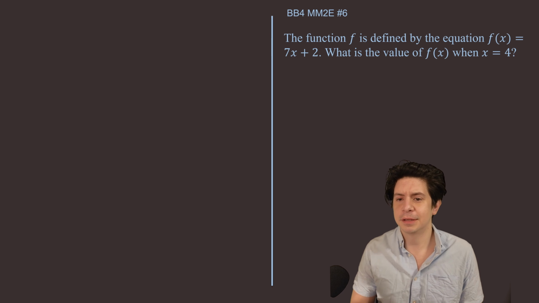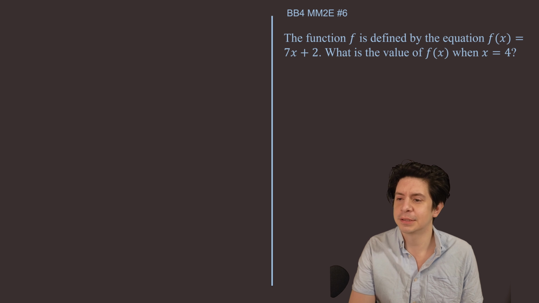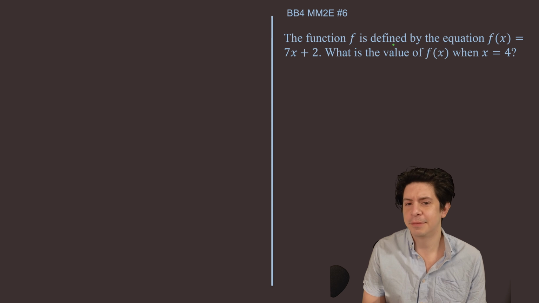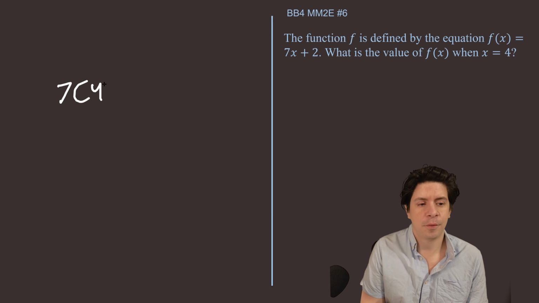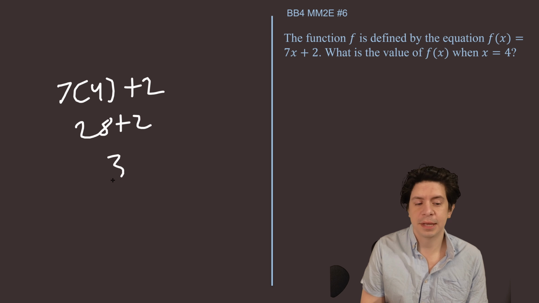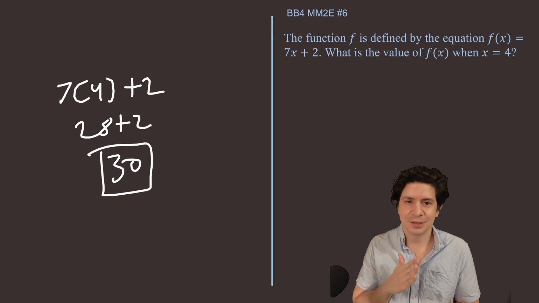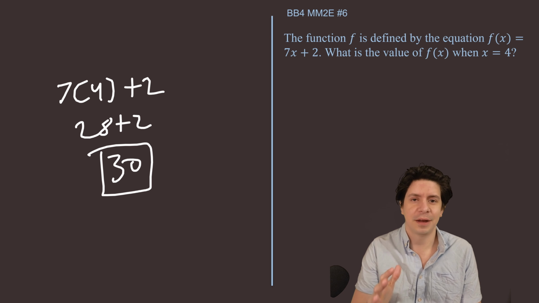Then we have this: the function f is defined by the equation f of x equals 7x plus 2. What is the value of f of x when x equals 4? So the function is defined by the equation. When x equals 4, we plug in 4 for it, and we'll get 7 times 4 plus 2, and that's going to become 28 plus 2. We get 30, okay? Again, not bad at all. You should be getting these all down. Basic algebra. If you have questions, let me know and I can help you find other resources as well.